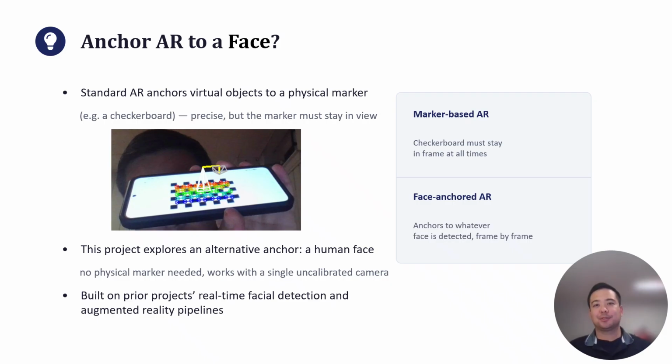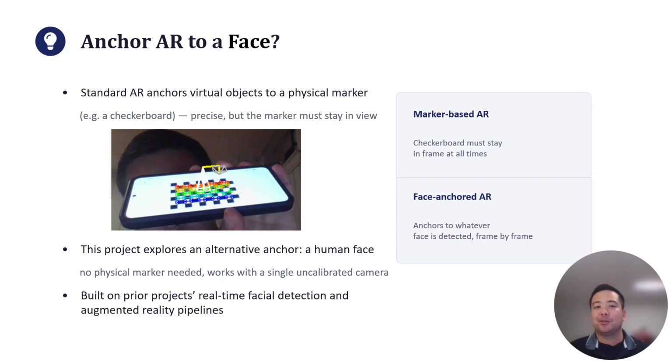Earlier in this course, we built an augmented reality demo that anchored a virtual object to a checkerboard pattern or a physical marker. That approach used a still inanimate object, which always needed to be in view or frame, and I thought, could we just shift it to a moving or live object like a face? So for this project, I tried exactly that. A person's face instead of a board or a pattern on a flat surface.